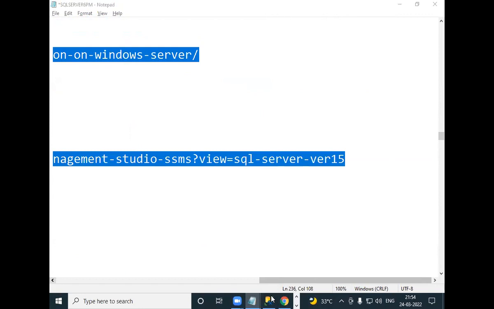So you have to install SQL Server. This first link is SQL Server downloading. Second link is SQL Server step-by-step installation. Third one is SSMS download. Next, SSMS installation is simple. Okay, then.